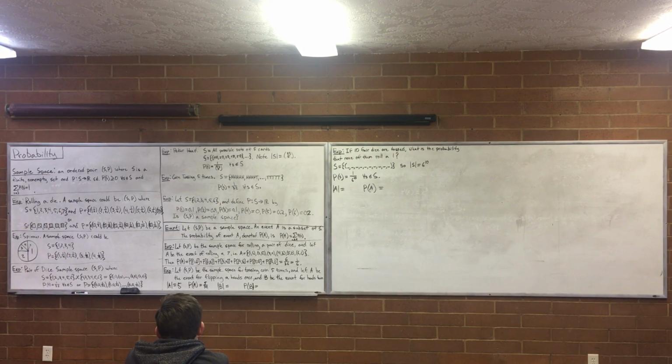Ah, who can calculate this one? 2.5. Probability can't be more than 1, so there's a hint. And I'll give you another hint. The probability is not 1. It's less than 1.